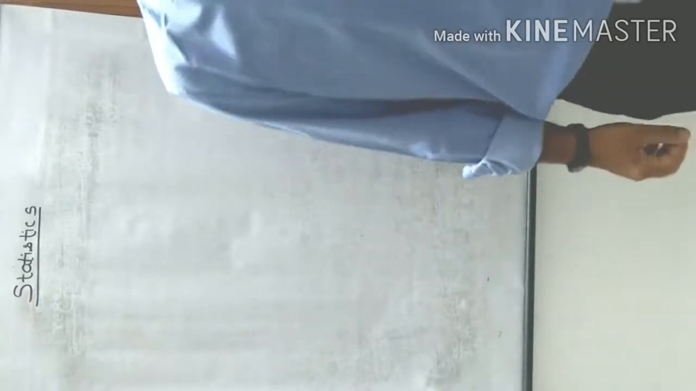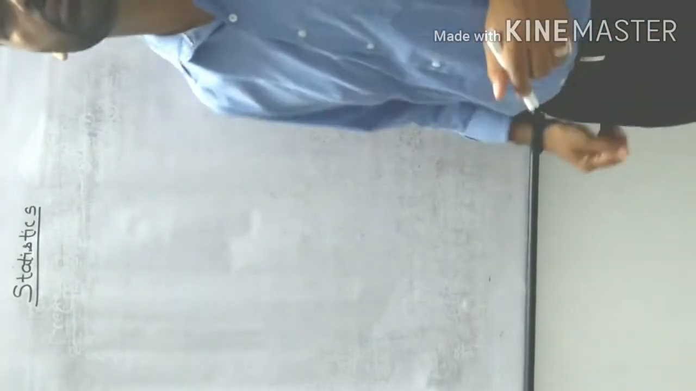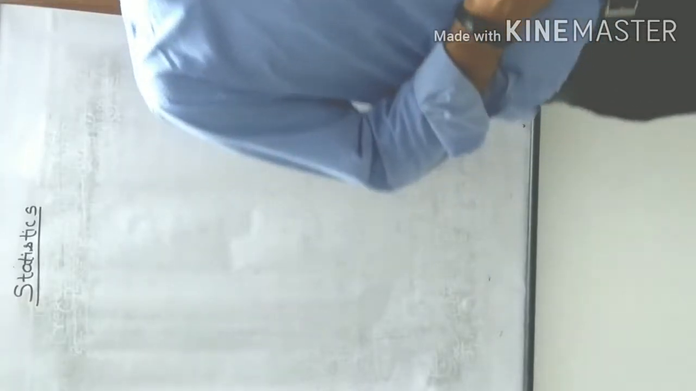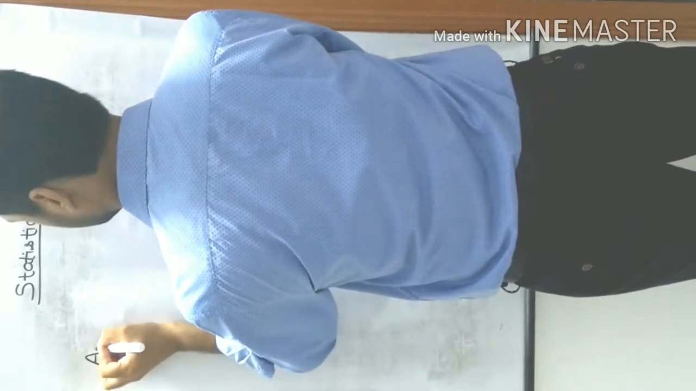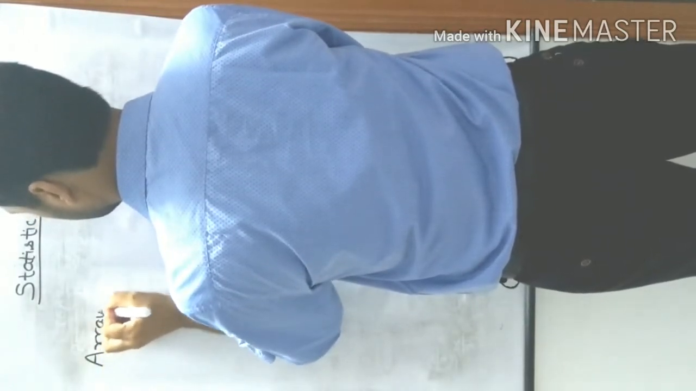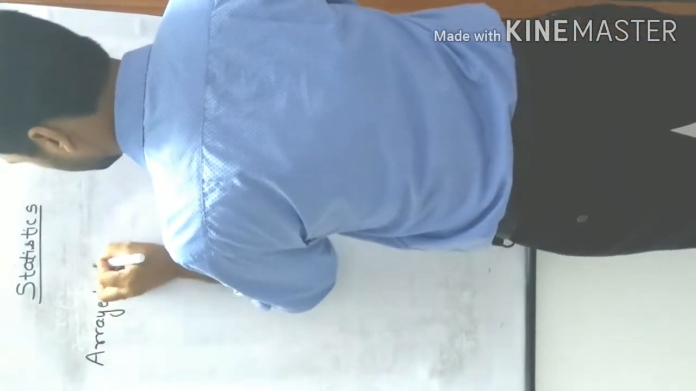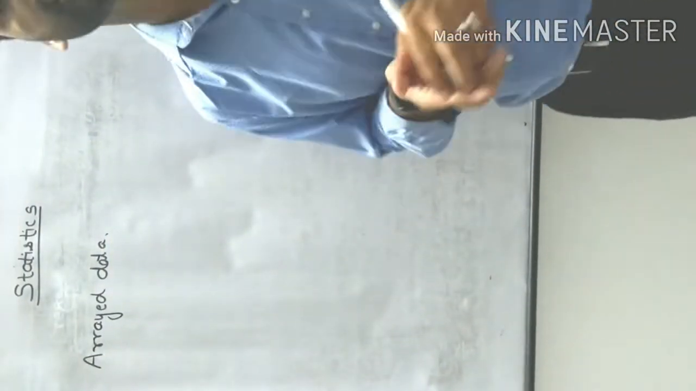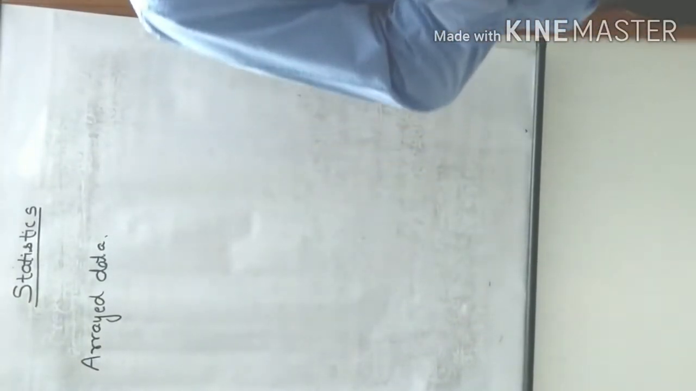New chapter, that is statistics, and a lot of things you already know about the chapter, like grouped data, ungrouped data. One more term that they have used here is called arrayed data. Arrayed data means data which we are arranging either in ascending order or descending order is called arrayed data.